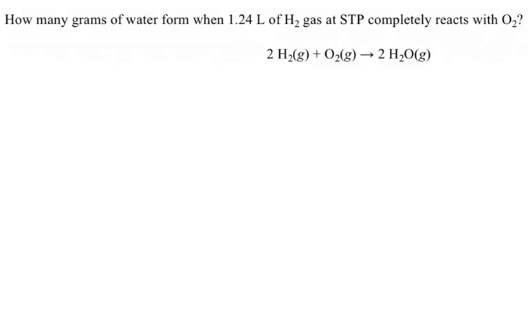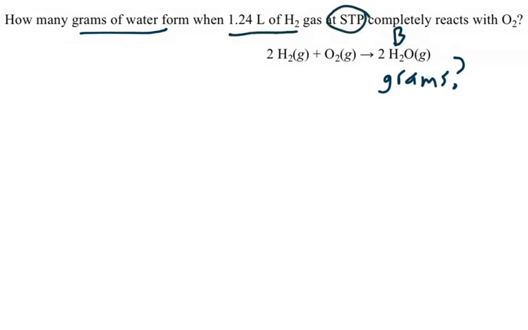So here, we have a practice problem. It says, how many grams of water? Let's pause here for a minute. Water is going to be what we're looking for, and they want grams. That's mass. They're giving us 1.24 liters of H2O. The fact it says STP, you know we're going to need to use that conversion factor. So here's the given. We got 1.24 liters. And it's reacting with oxygen. That part is not important for the math.